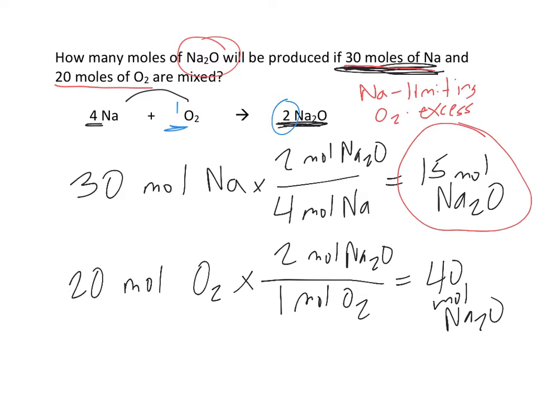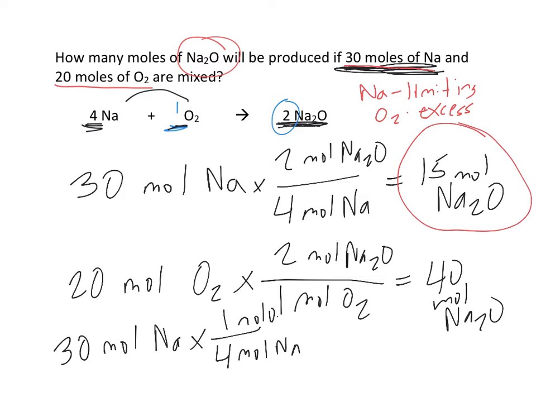Now, you might also be asked how much oxygen is left over. And we could figure that out if we wanted to. What we would do is say, okay, if all the sodium reacted, how much oxygen would it need? And so we look and say it's a 4 to 1 ratio. So for every 4 moles of sodium, I need 1 mole of oxygen. And so I can multiply that out. I get 30 times 1/4. And if I do that, I get 7.5 moles of O2.